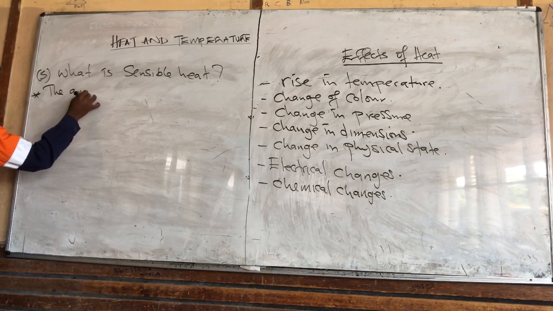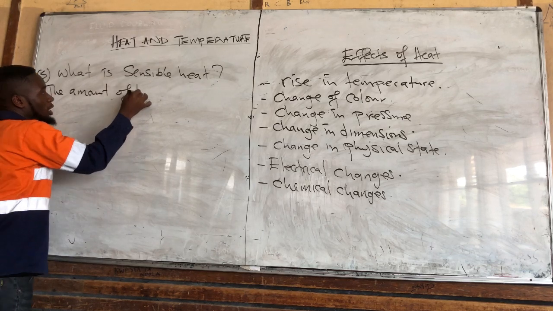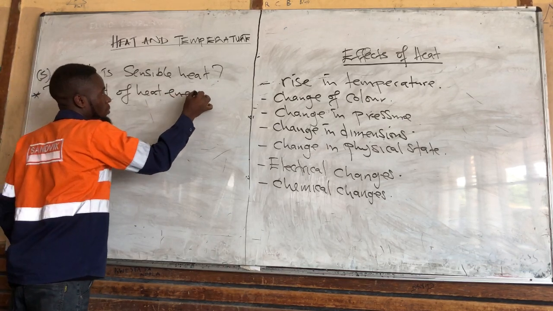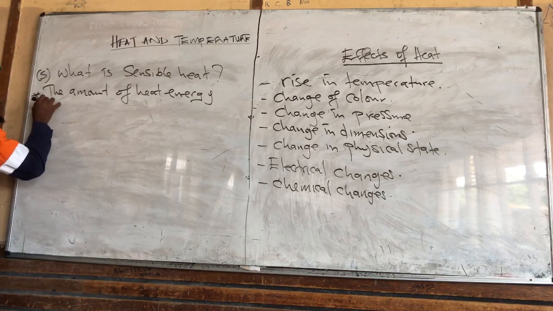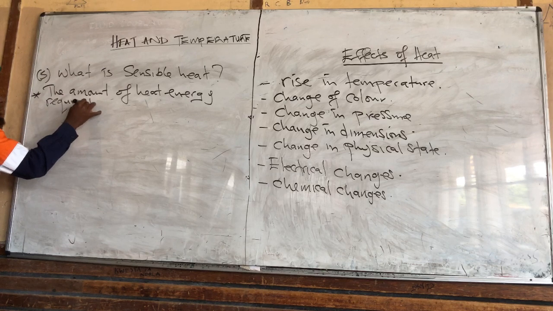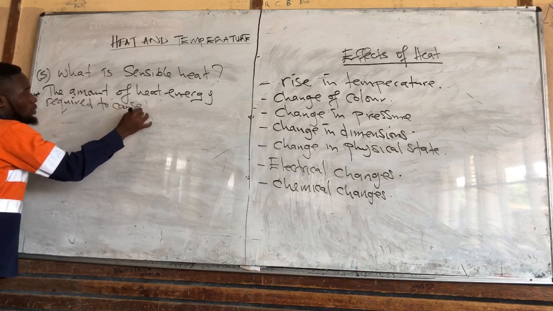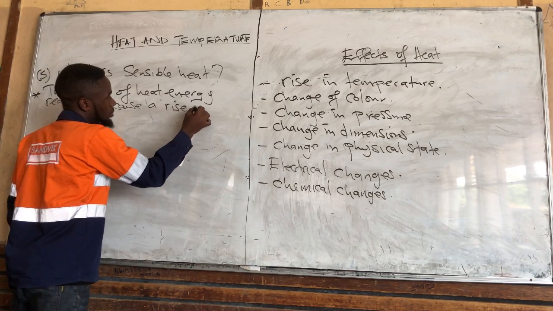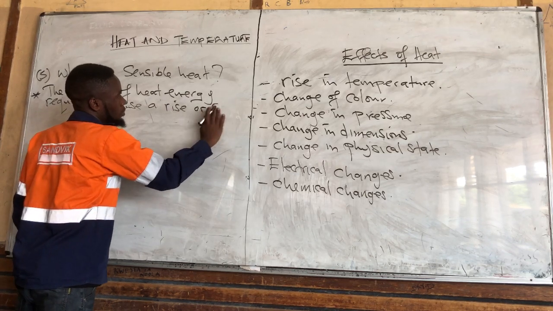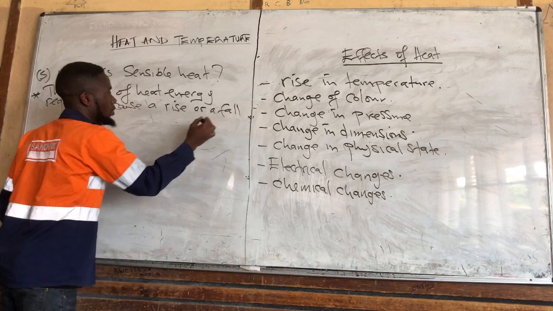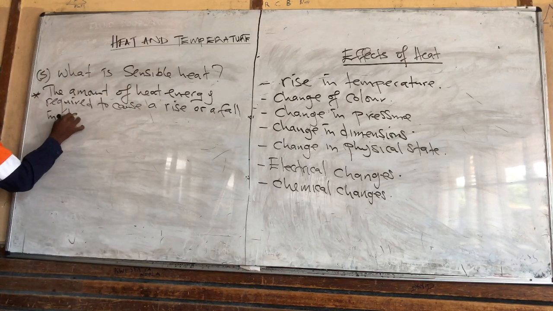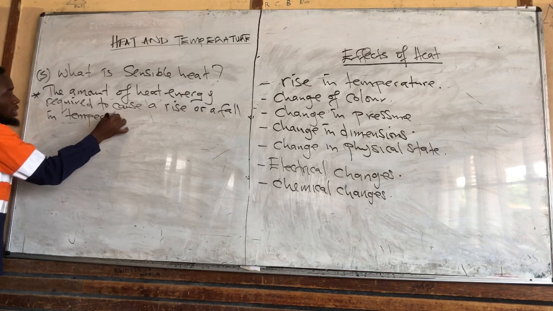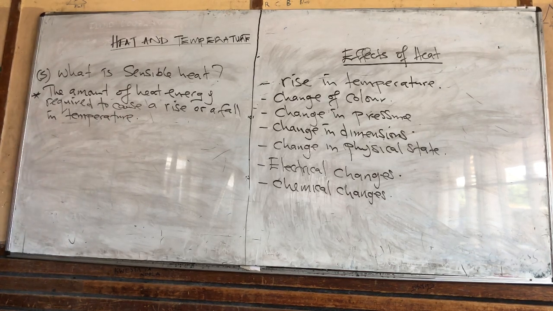The amount of heat energy required to cause a rise or a fall in temperature of a substance. Okay. So sensible heat is just the amount of heat energy required to cause a rise or a fall in temperature of a substance. And what is the formula for sensible heat?